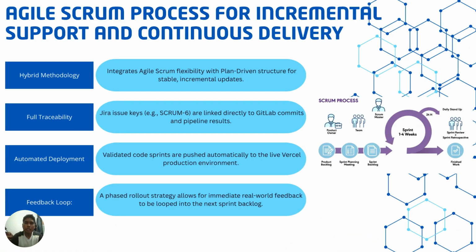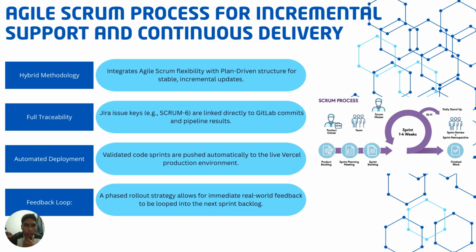I will be discussing how our team handled Agile Scrum and continuous delivery to keep the KRMS system stable and up to date. First, we adopt a hybrid methodology by combining the flexibility of Agile Scrum with a more structured, plan-driven approach. We ensure that our feature and system improvements are delivered incrementally. This means we can adapt quickly without disrupting the clinic's daily operation.